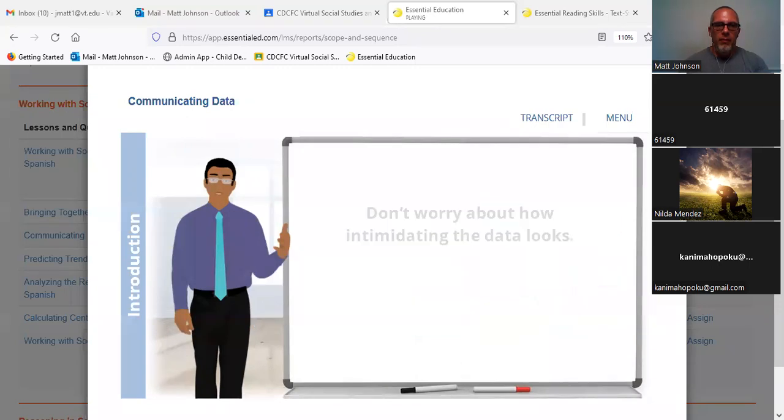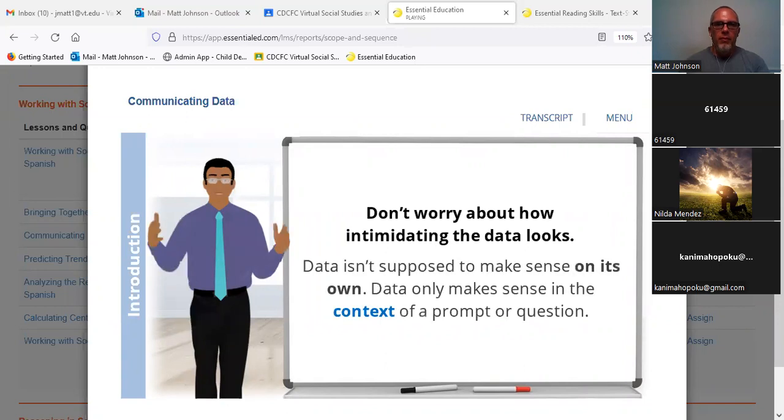My advice? Don't worry about how intimidating the data looks. Data isn't supposed to make sense on its own. Data only makes sense in the context of a prompt or question. A prompt helps you focus on specific information within the data. Here, let me show you what I mean.